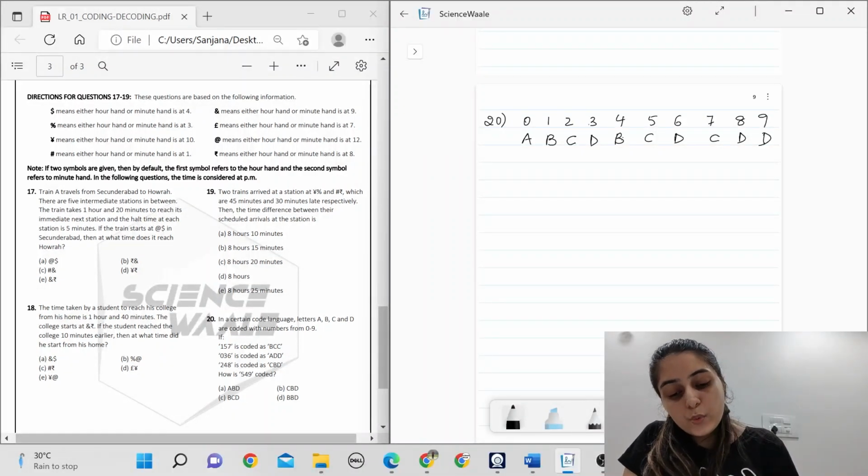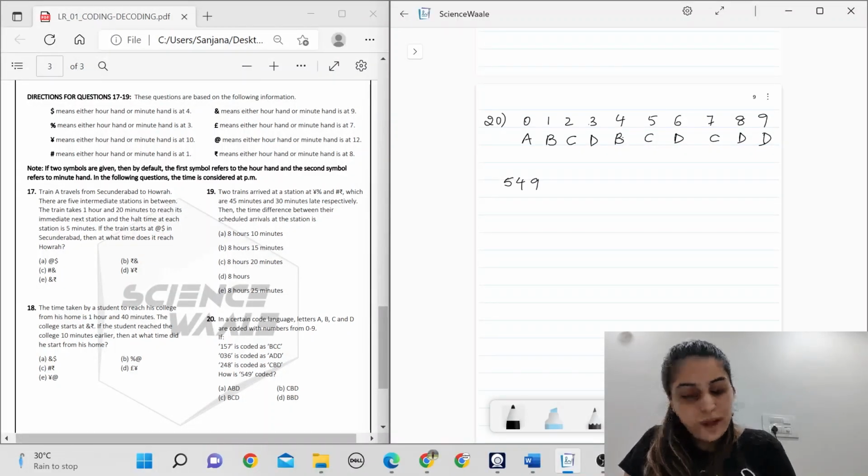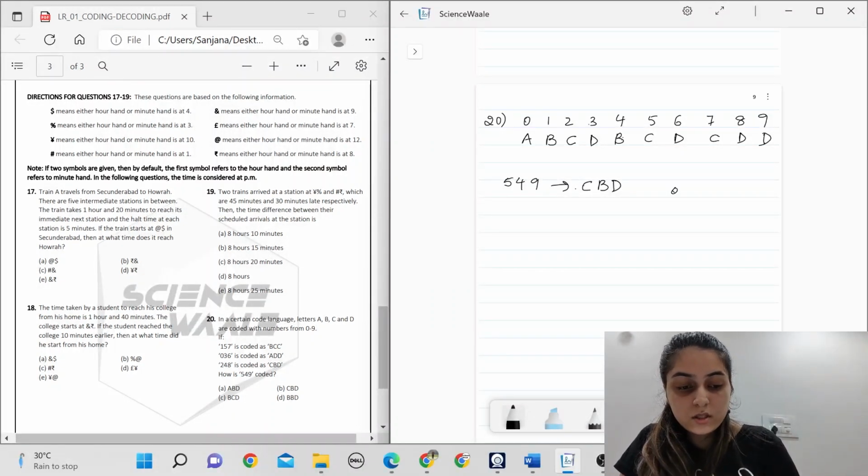They have asked us how would you code 5, 4, 9. So 5 is C, 4 is B and 9 is D. So it should be coded as CBD. So the answer is option B.